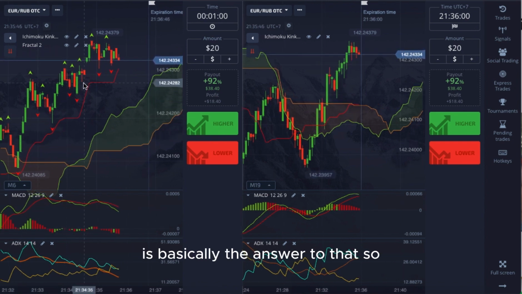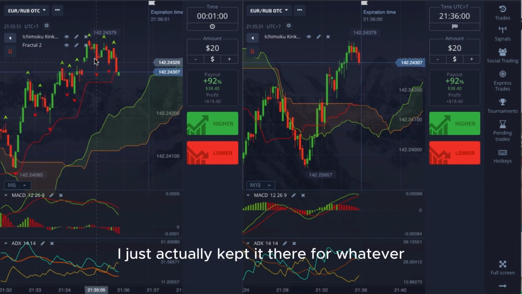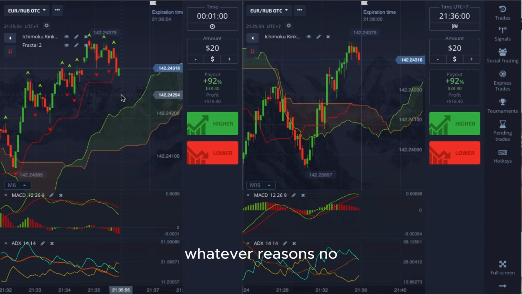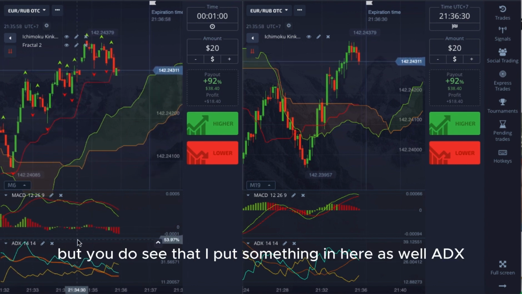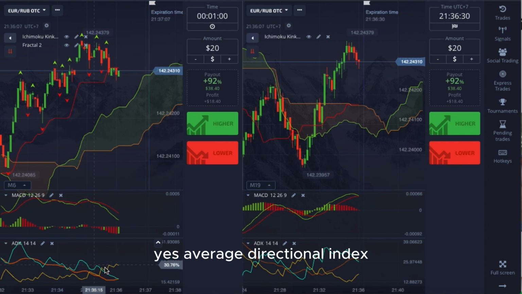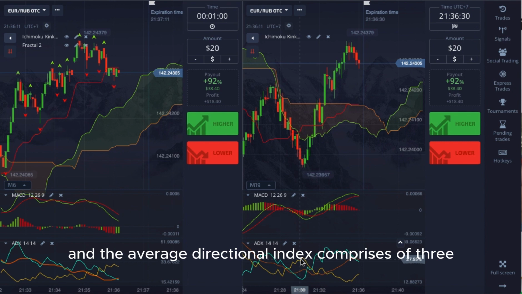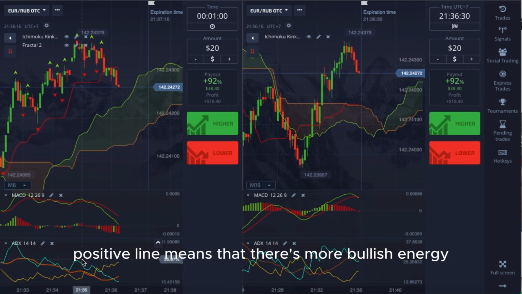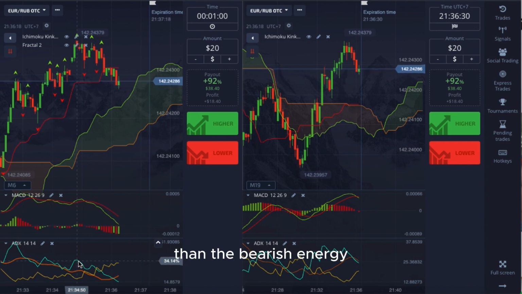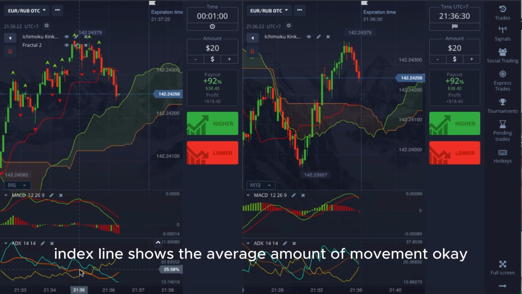Quick introduction. Do we need the fractals? No, we don't. I just kept it there. Not necessary. But you do see that I put something in here as well: the average directional index. It comprises three different lines. There's the positive line, which means there's more bullish energy than bearish energy. And then there is the index line, which shows the average amount of movement.